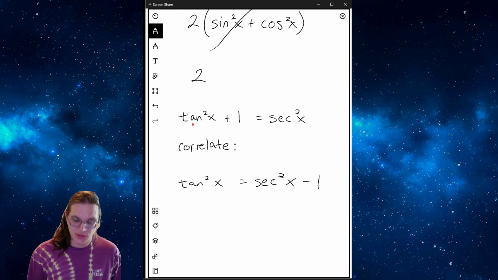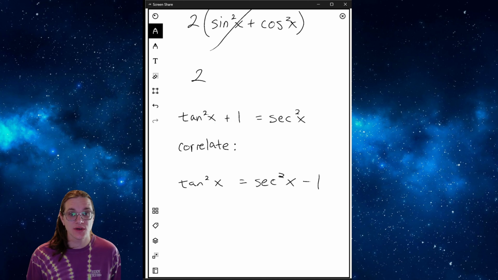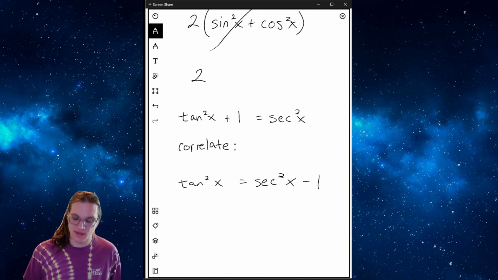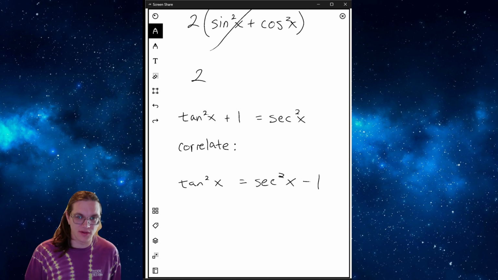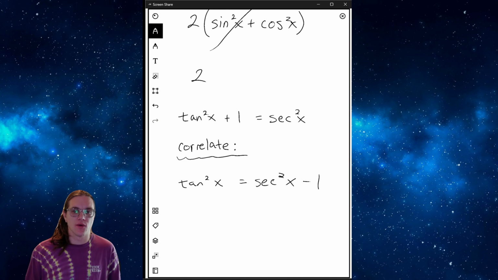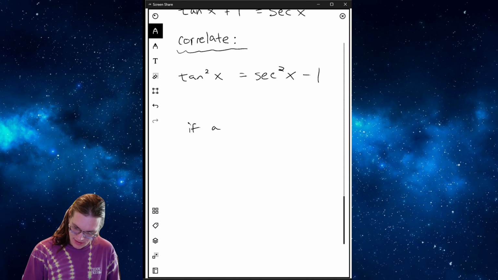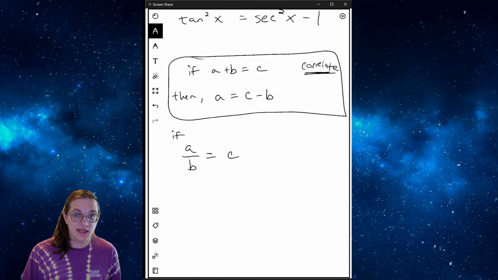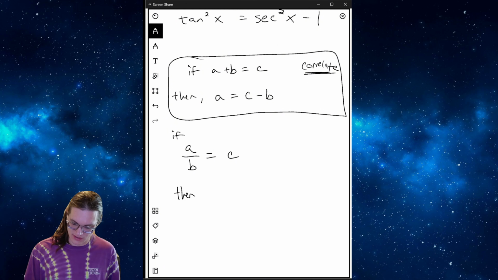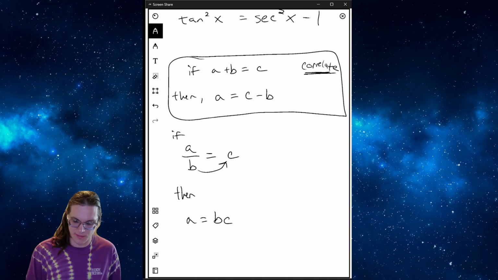So it is true that tangent² of x plus 1 is equal to secant² of x, and that tangent² of x is equal to secant² of x minus 1, and they're both true for the same reason, so these are technically the same identity. It's just that you do a slight manipulation algebraically. So again, correlate just means if A plus B equals C, then A is also equal to C minus B. If A over B equals C, well, a correlate of that is, it's also true that A is equal to BC, right? Because then you multiply B by both sides.